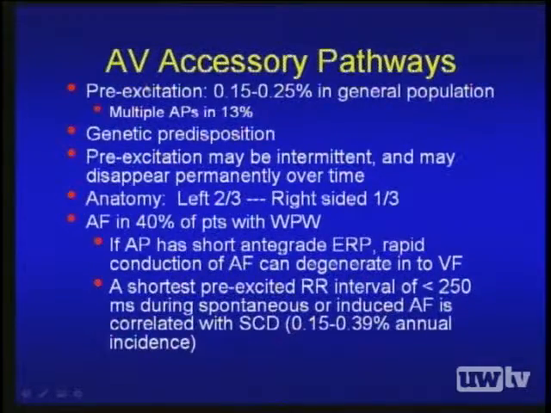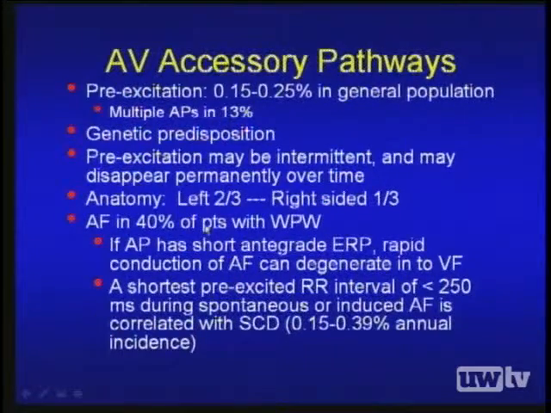Pre-excitation can be seen in up to 0.25% of the general population. And of those patients, about 13% of them have more than one accessory pathway. Although normally a patient that you see is going to be the only one in their family that has evidence of an accessory pathway or WPW, there is a genetic predisposition such that there may be multiple family members affected. Pre-excitation can be intermittent. That means you can see it sometimes on a 12-lead, and you may not see it at other times, and it can disappear permanently over time.